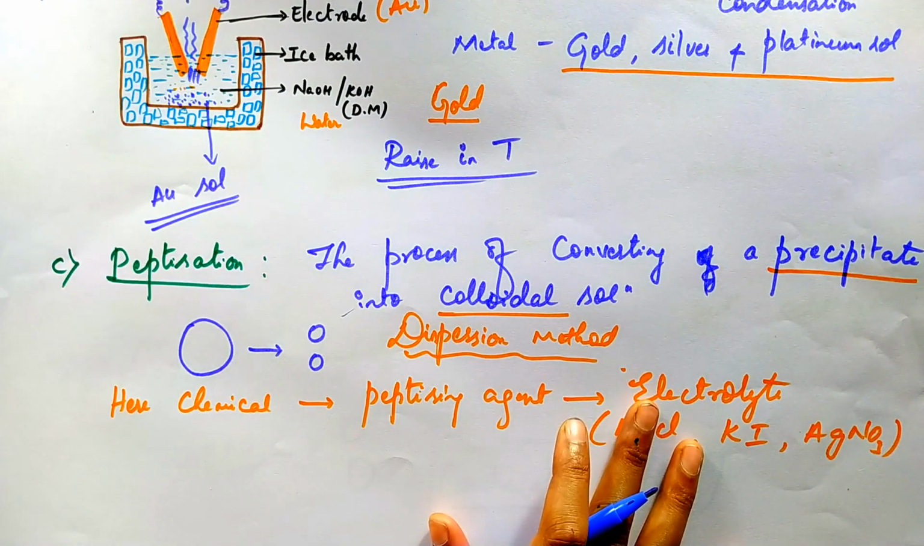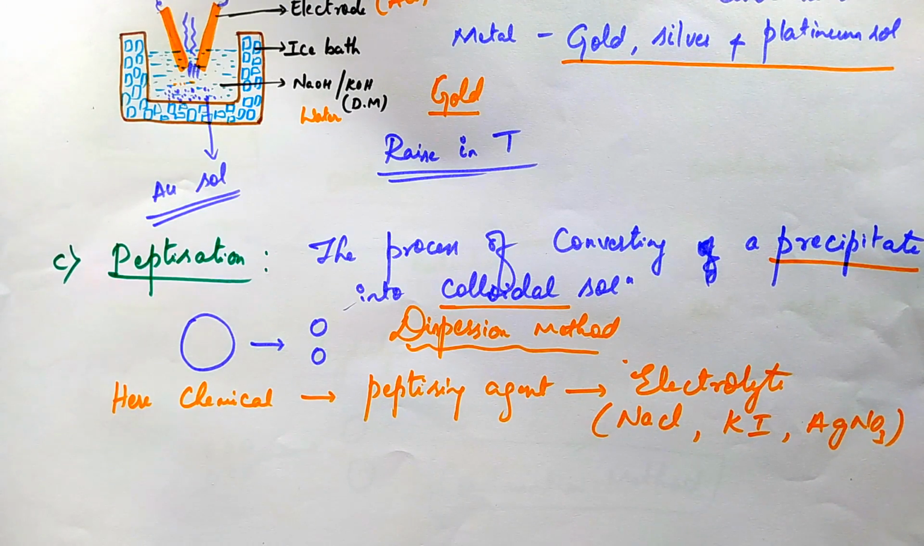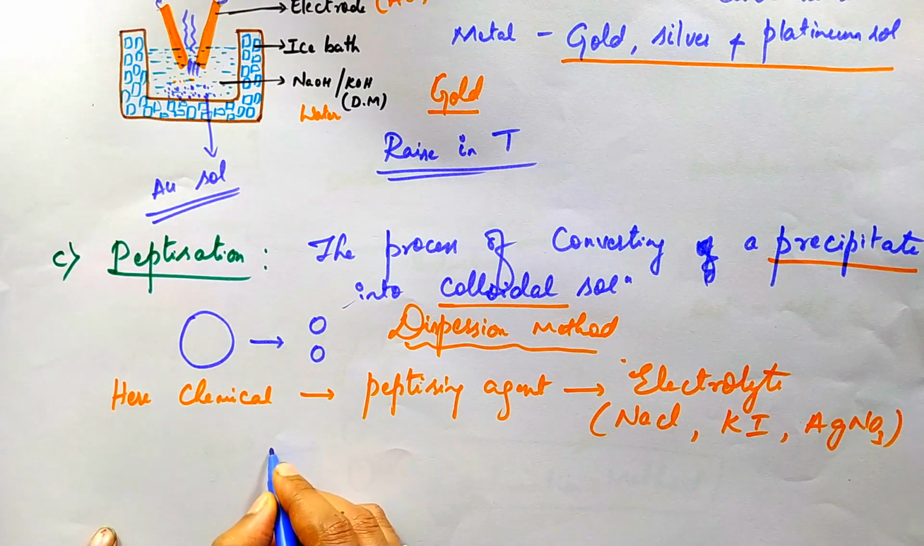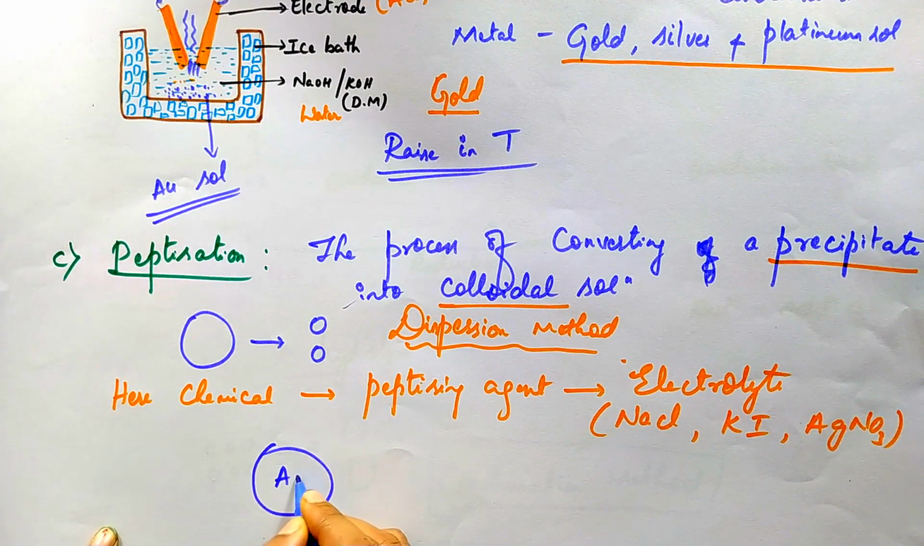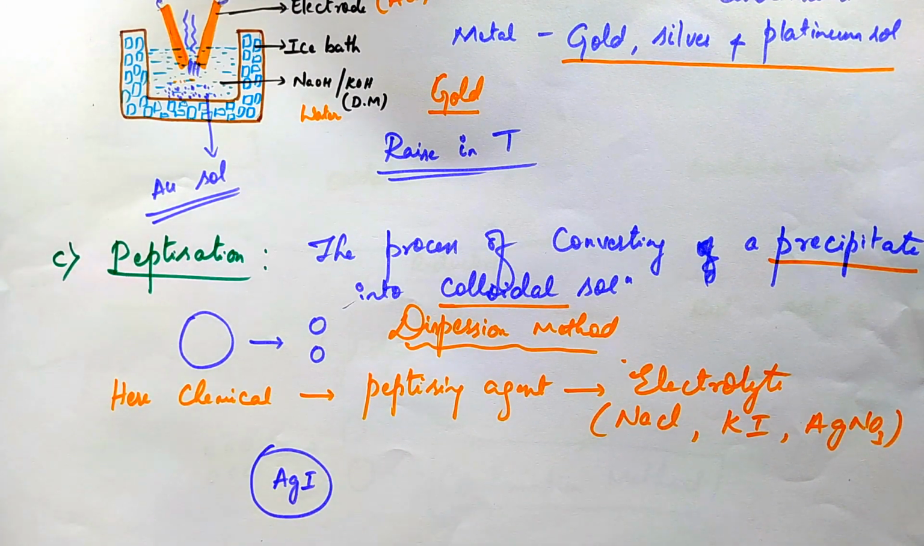Okay, let me show an example. I am taking a precipitate, AgI, silver iodide. Now I am adding an electrolyte.